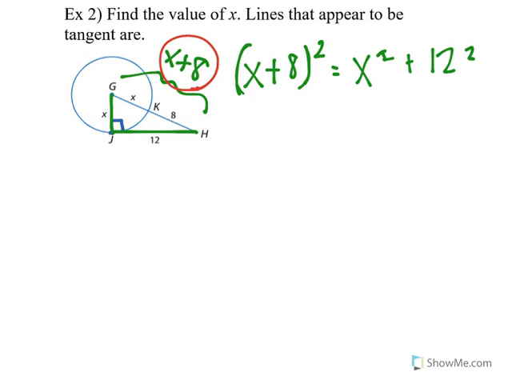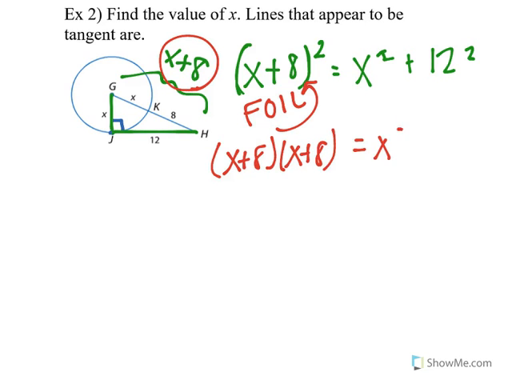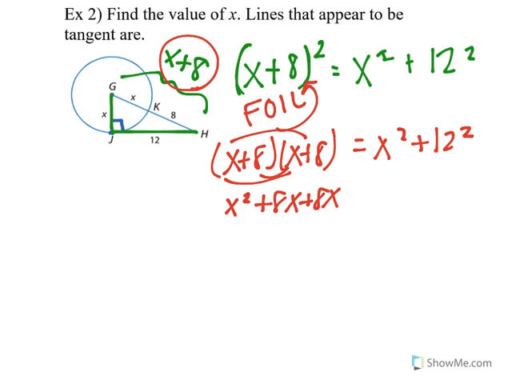Now, what does it mean? What is x plus 8 times x plus 8? You're going to have to FOIL this. So, x plus 8 times x plus 8 equals x squared plus 12 squared. x plus 8 times x plus 8. So first, outer, inner, last is equal to x squared plus, and 12 squared is just 144.